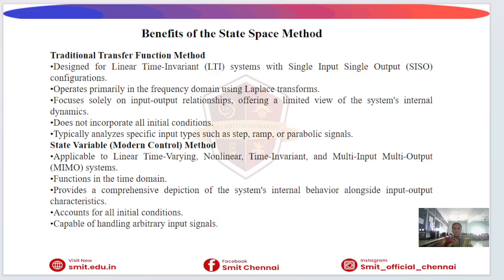So traditional benefits of the state space model. In the traditional transfer function method versus state variable methods, the traditional transfer function method is mainly used for simple linear systems. The state variable method is more advanced and it can handle non-linear, time varying and multi-input, multi-output systems. It is also capable of handling arbitrary input signals and it accounts for all initial conditions.